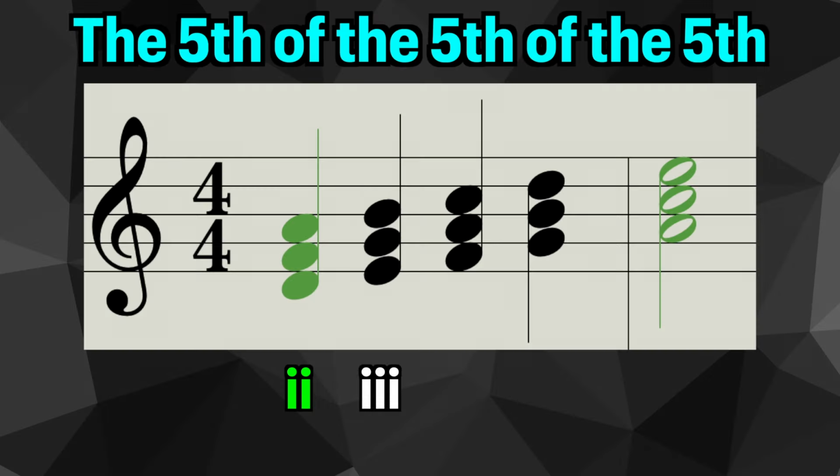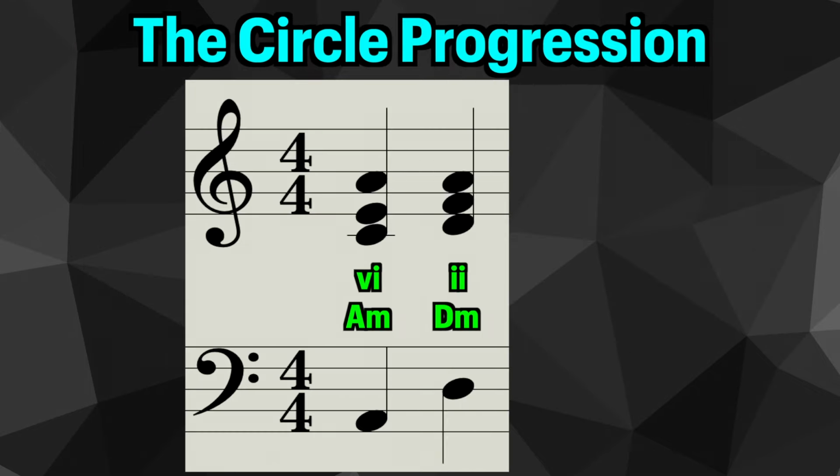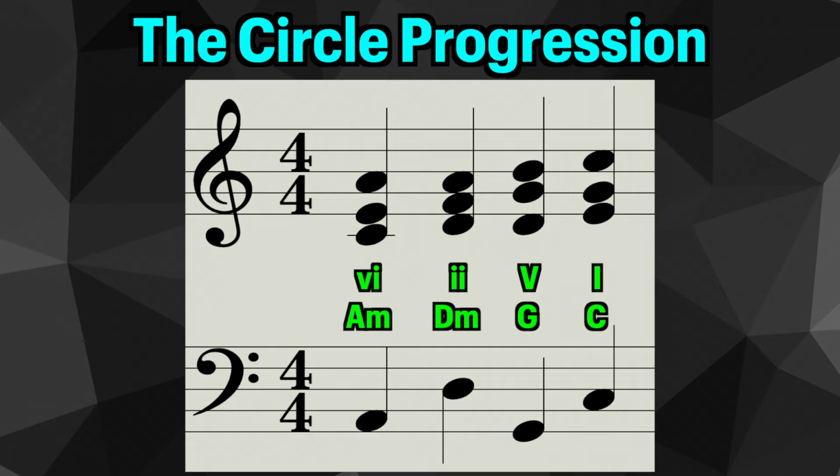What happens if you take this pattern of fifths one step further? 5 notes up the scale from 2 would be the 6 chord, and 6-2-5-1 happens to be an extremely common chord progression in both classical music and pop. This is sometimes referred to as the circle progression because the roots are traveling through the circle of fifths. Weezer's Island in the Sun uses these chords, just played with a much cooler rhythm than this.